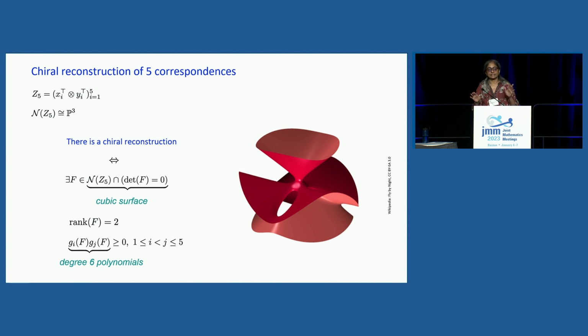So really, pictorially, what I'm trying to say is that if there is a reconstruction, there must be a point on this red cubic surface that is real and rank 2. The rank 2 part you'll see is not difficult. But more importantly, it has to satisfy these complicated inequalities that you can draw on this cubic surface. Okay? So this is basically what we're looking for.